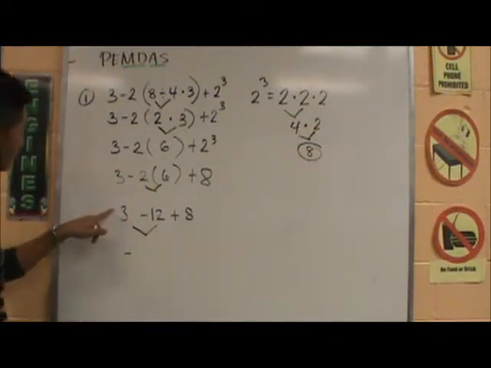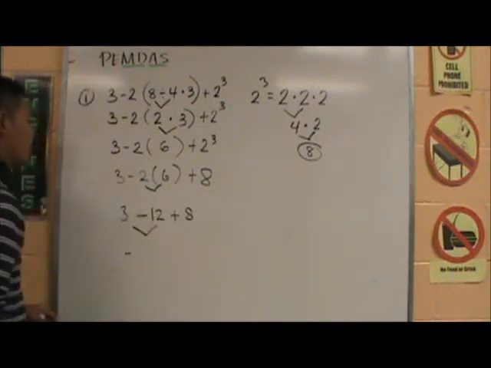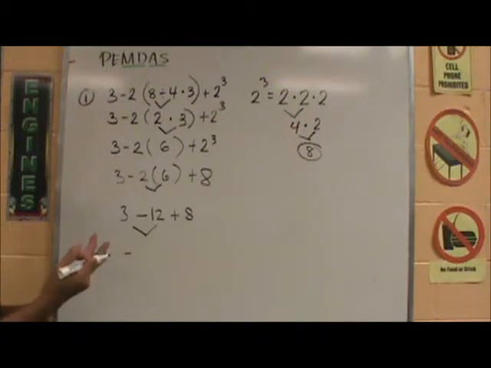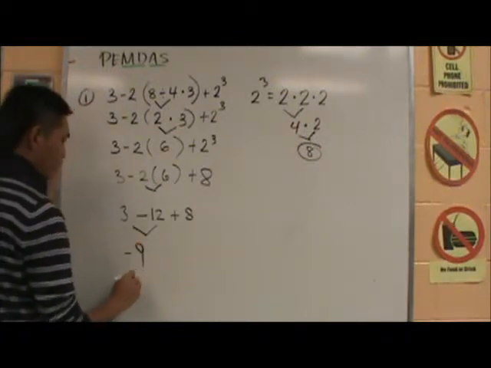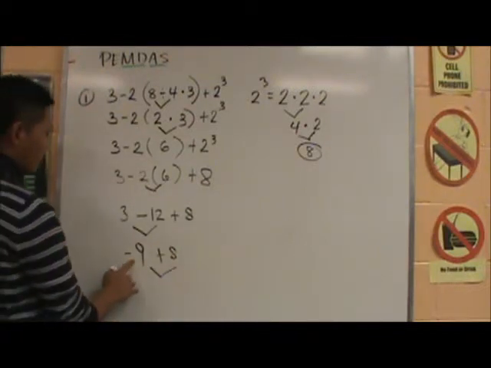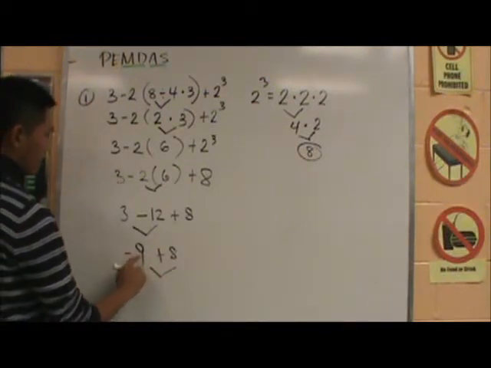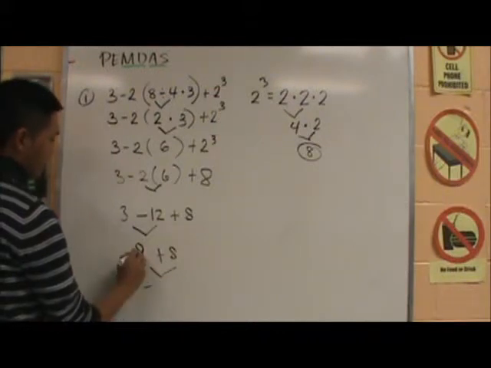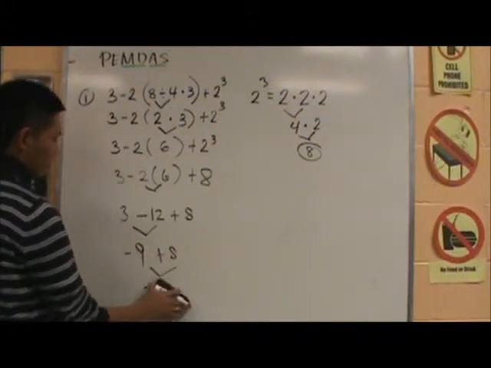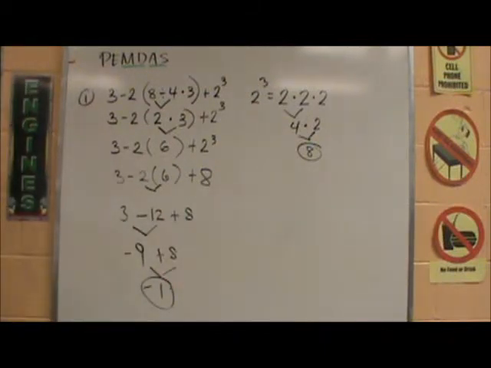3 minus 12, 12 is bigger, so the answer is negative. So I'll go ahead and subtract, because 1 is negative, 1 is positive. So I'll subtract 12 minus 3. So I would say 9. And then plus 8. Now again, 1 is negative, 1 is positive, so that means we have to subtract them. And because 9 is bigger than 8, I'll go ahead and put negative here. So I'm just going to copy the negative. And then 9 minus 8 is 1. Here we go. And negative 1 is the final answer.